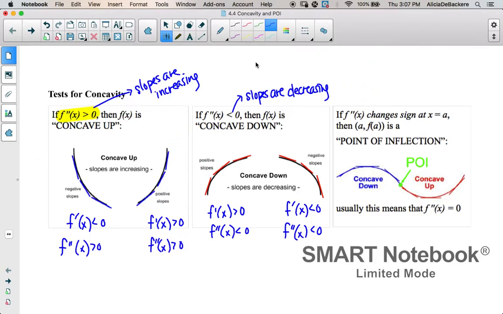So when I have the second derivative and it changes sign at some value a, then I call the point a, with its y value, a point of inflection. And here we can see it. I'm switching from concave down to concave up, or it could be vice versa. Maybe I switch from concave up to concave down. Usually I find these points by figuring out where the second derivative is equal to 0. And I'm going to say a little bit more about that later.